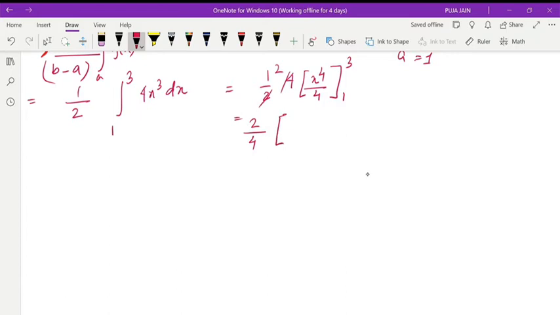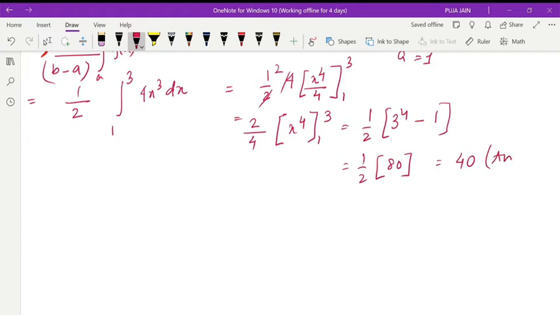And x to the power 4 from 1 to 3. That is half, 3 to the power 4 minus 1. That is half, 3 to the power 4 means 3, 9, 27, 81. 81 minus 1 is 80. That is 40. So our answer is what? 40. This is our option C.